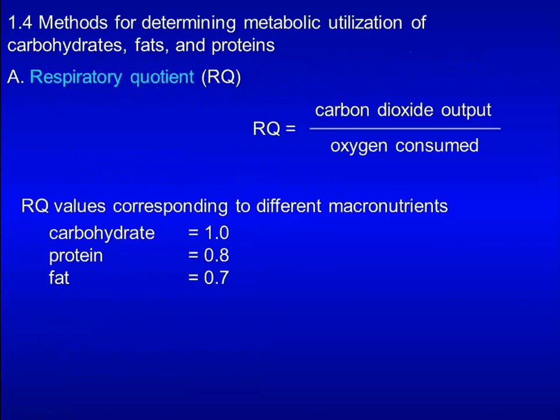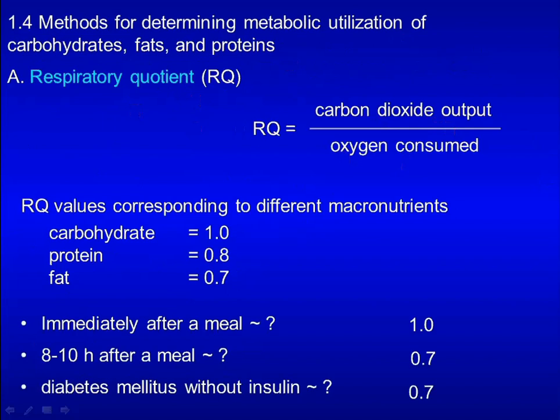Here, I'm going to introduce you 2 methods used to determine metabolic utilization of carbohydrates, fats, and proteins. First method is based on respiratory quotient. Respiratory quotient is the ratio of carbon dioxide production to oxygen utilization. It can be used to estimate usage of carbohydrate and fat. When carbohydrates are metabolized with oxygen, exactly one carbon dioxide molecule is formed for each molecule of oxygen consumed. As a result, the respiratory quotient for carbohydrate is 1.